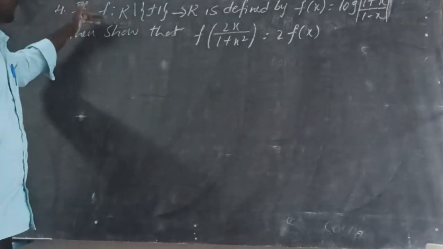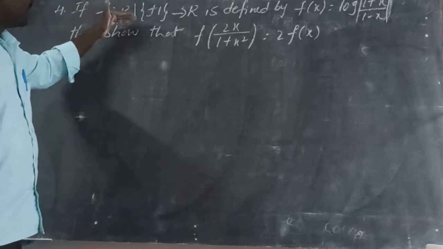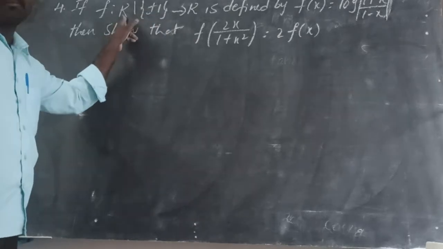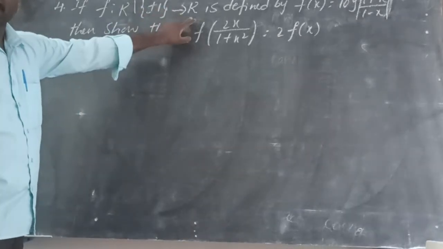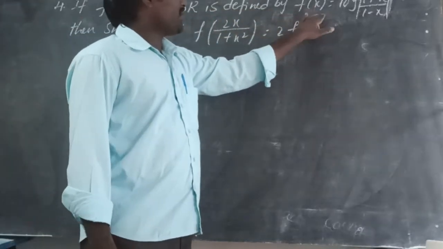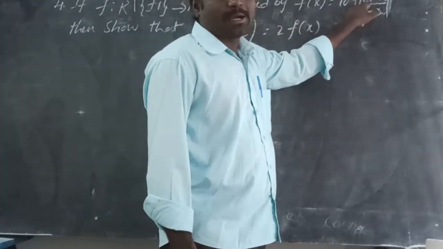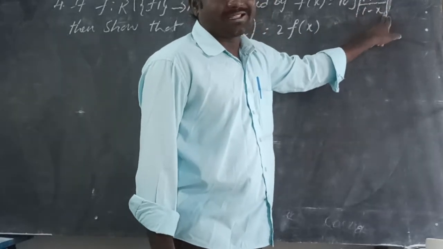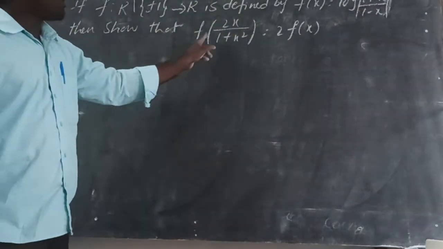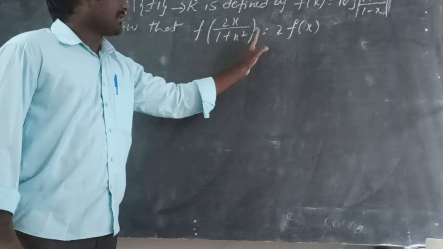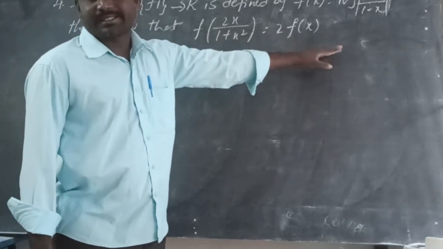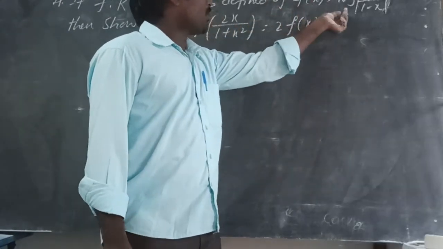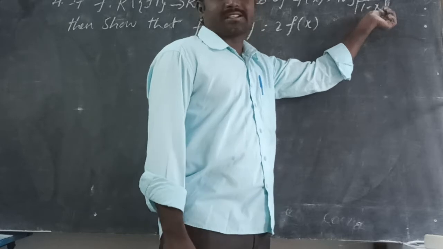Next one. If f from R minus plus or minus 1, the domain is real numbers other than plus or minus 1, to real numbers, the codomain, is defined by f of x is equal to log modulus, absolute value, of 1 plus x by 1 minus x, then show that f of 2x by 1 plus x square is equal to f of x. So here f of x is the function log modulus 1 plus x by 1 minus x.